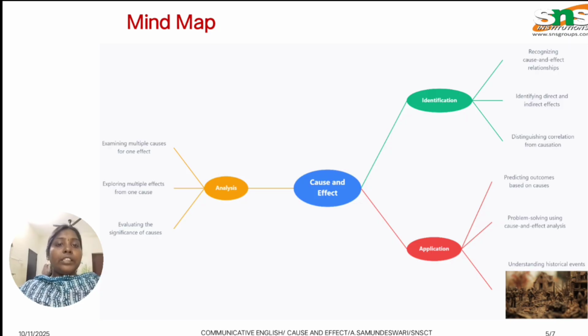So here we have a small mind map. This will help you recollect what we have seen so far. We started the topic with the 5 stages of design thinking, and we defined the topic cause and effect. We explored the topic with an example along with suitable expressions, and practice with more exercises, and also do identify the cause and effect in a sentence. Thank you.